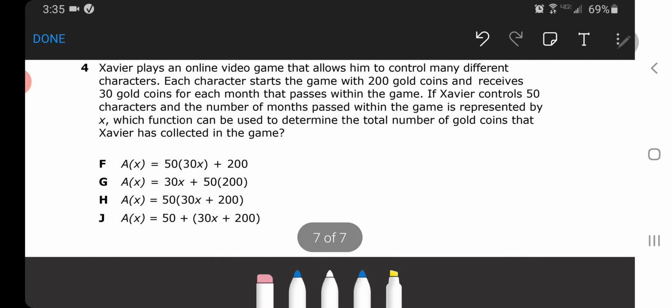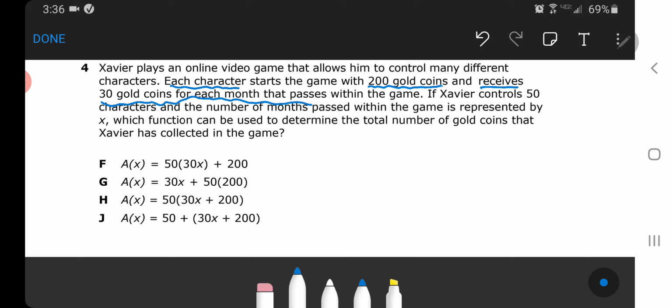Moving on to the last problem that we have here. Xavier plays an online video game that allows him to control many different characters. Each character starts the game with 200 gold coins. So they automatically get 200 gold coins. And then they receive 30 gold coins for each month that passes within the game. If Xavier controls 50 characters, and the number of months passed within the game is represented by x, which function can be used to determine the total number of gold coins that Xavier has collected in the game? Well, they wrote this in function notation.